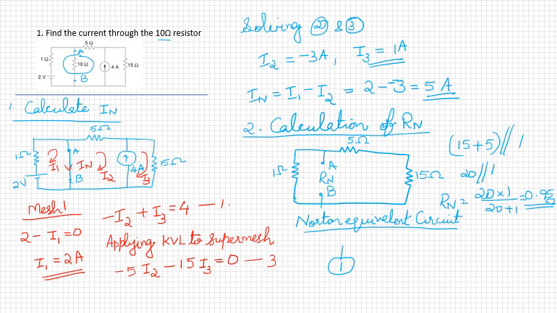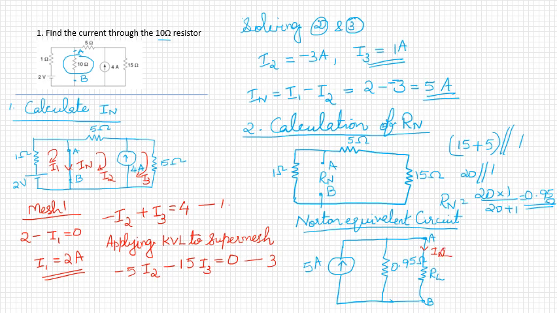The next step is to draw the Norton equivalent circuit. IN is 5 ampere, in parallel with Rn. Rn is 0.95 ohms. Terminals A and B. Between A and B, the load resistor RL. Now we have to find out the load current using current division.